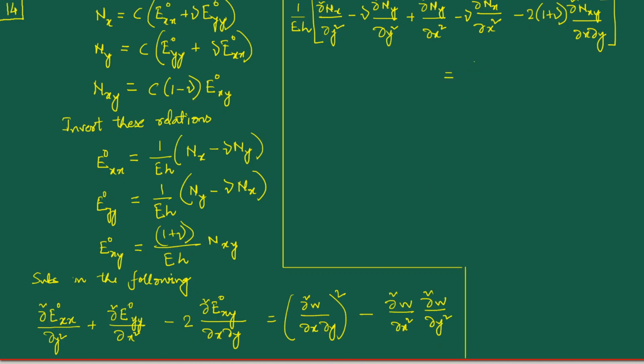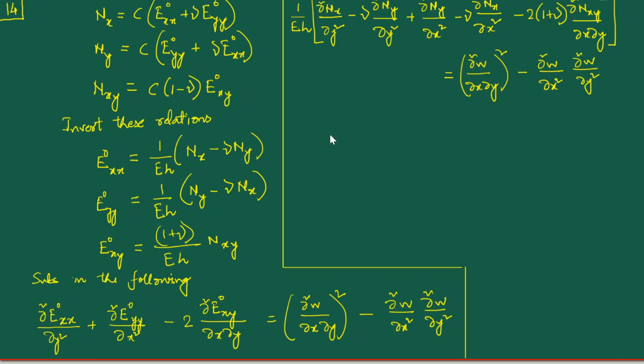Okay, so del square w del x del y, square of the whole thing, minus del square w del x square del square w del y square.